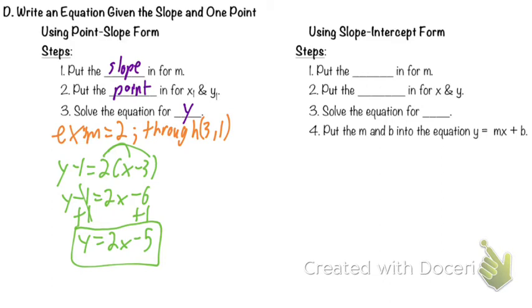Now we could do the same equation. We could get the same answer, okay, by using slope-intercept form to start with. So what you do is you put the slope in for m. So that part didn't change. This time we're going to put the point in for regular x and y. Because in slope-intercept form, y equals mx plus b, do we see an x1 and a y1? No. So the only place for the x and the y to go is normal x and y.